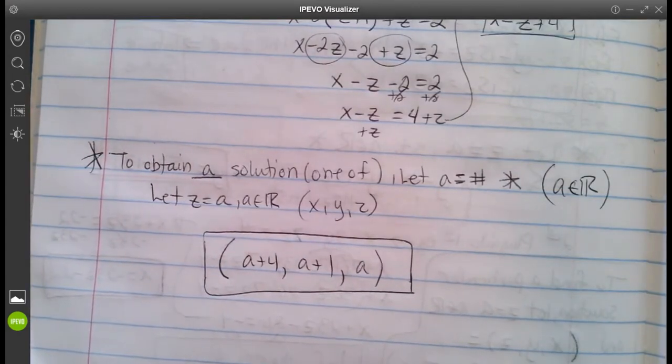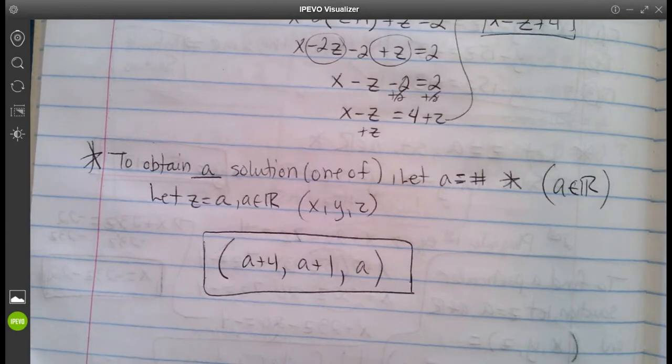And that's basically it. For this one, you can tell just from the beginning that it's not going to have a unique solution. It's going to have infinite solutions like the ones before, and these are all going to be in the form of ordered triplets that look like this.